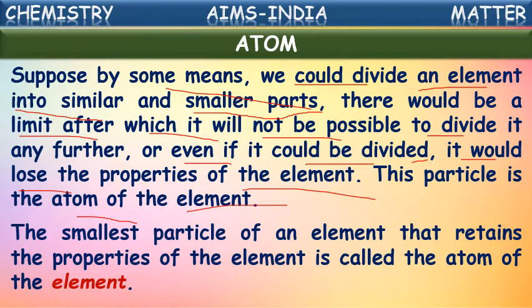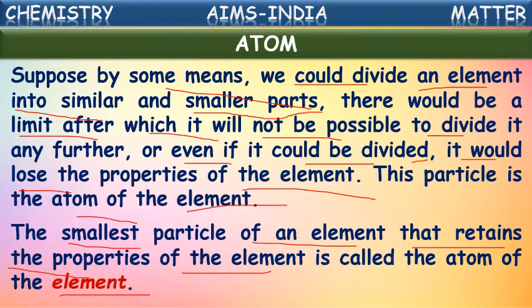Let us see what an atom is. We are dividing an element into similar and smaller parts. There would be a limit after which it will not be possible to divide. Again, that element we cannot divide any further. That small particle is called an atom of the element. The smallest particle of an element that retains the properties of the element is called the atom of the element.